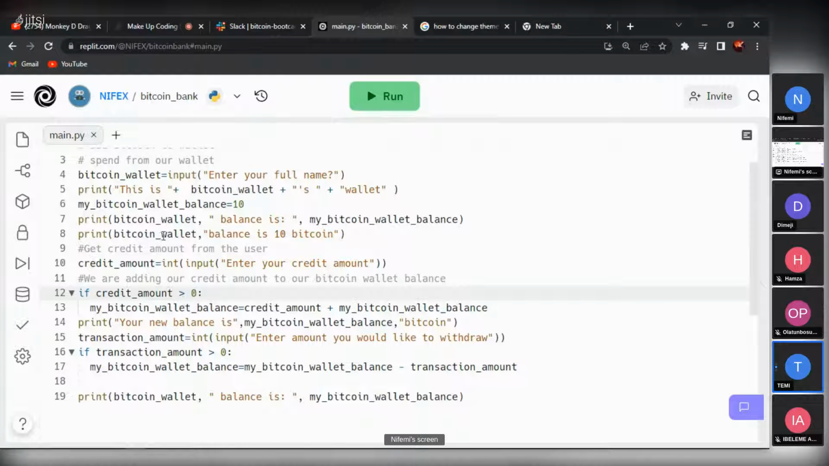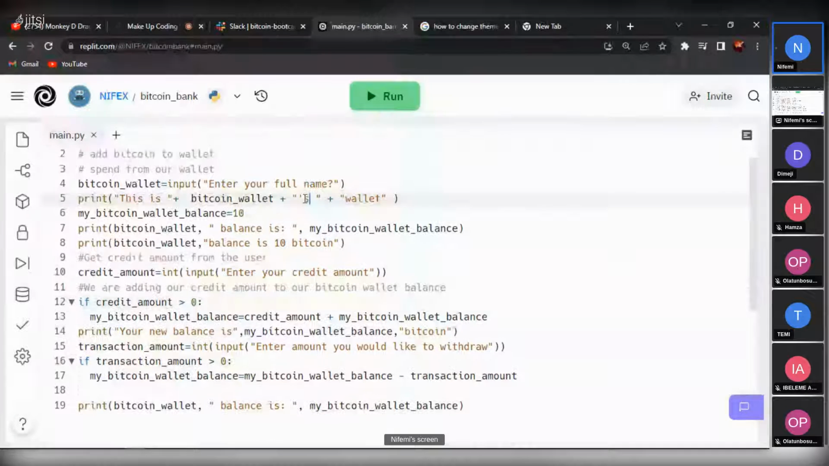And please, what does the S stand for in number 5? That's just normal English grammar. If we run the code and we didn't put that S there, it would say this is Nifemi wallet. But if we add that S, it would say this is Nifemi's wallet. That S is just something from English grammar. Thank you, I get it.